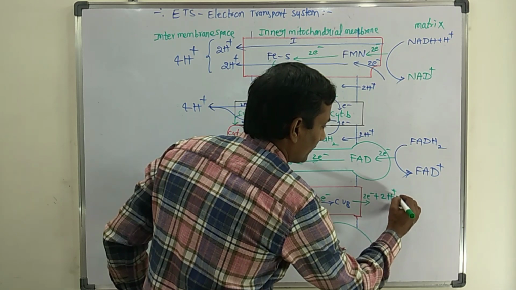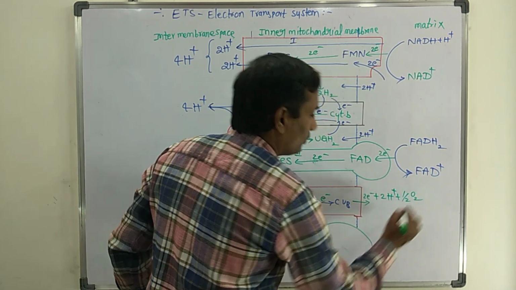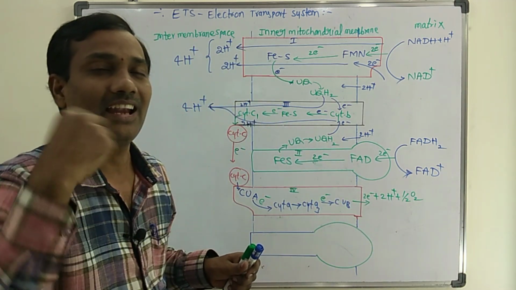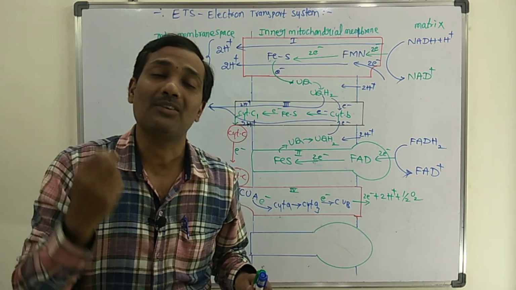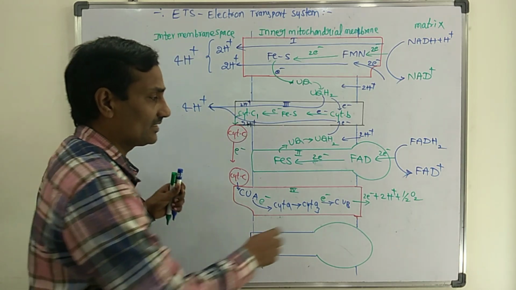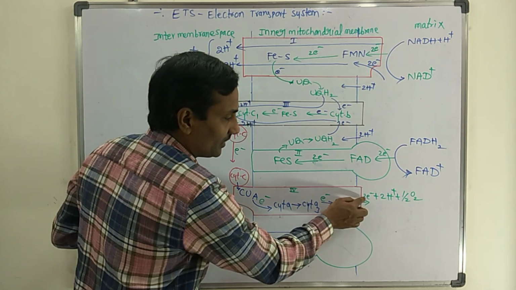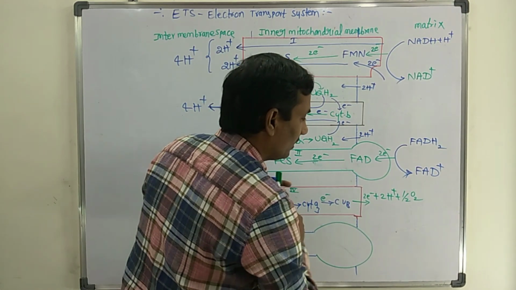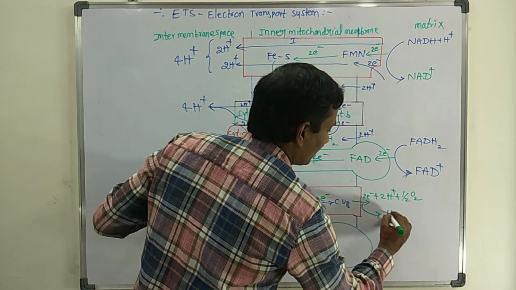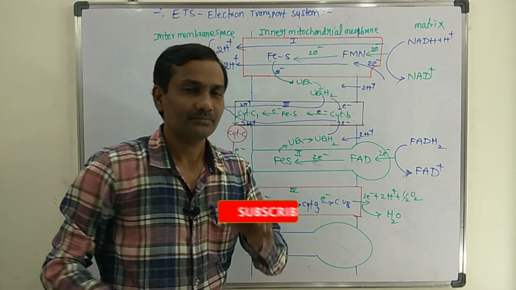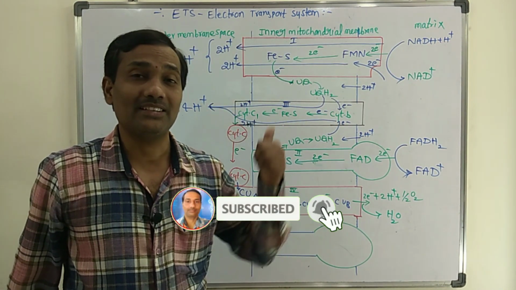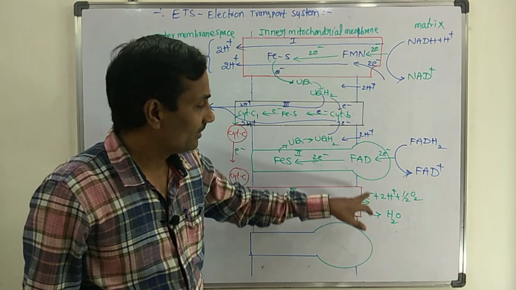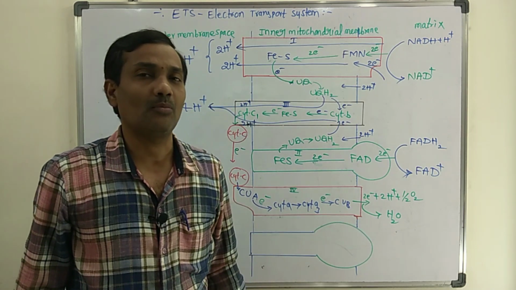So 2 electrons plus 2 protons plus half O2. Oxygen is the final electron acceptor and final proton acceptor in the ETS. So electrons are coming like this, no? So 2 electrons, 2 protons, half O2 molecule, all these lead to formation of a water molecule. During respiration, especially in ETS, only water molecules are formed. But here for 2 electrons, one water molecule will form.